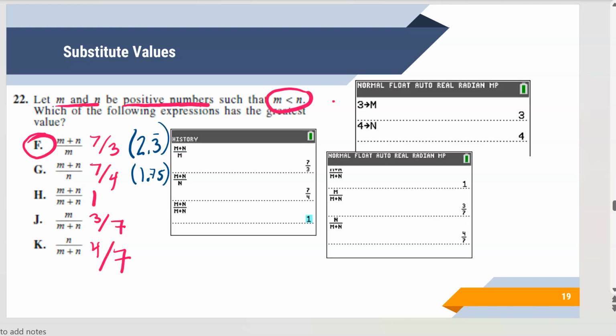Okay, again, here's my screenshot. We're told that M and N are both positive numbers and that M is less than N. So I chose M to be 3 and N to be 4. And again, just like before, I typed all these in. You can see the calculator screens. Choice F is the greatest answer, 2.3 repeating, definitely the largest answer there. Okay, 2 more questions for us to go through.